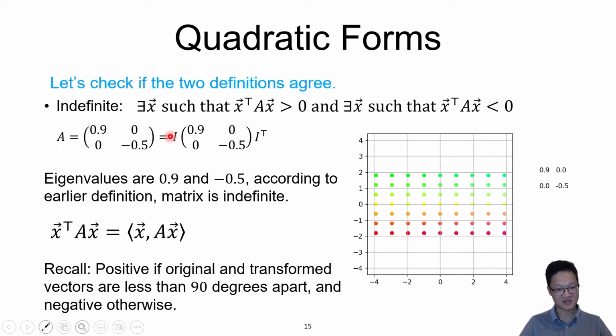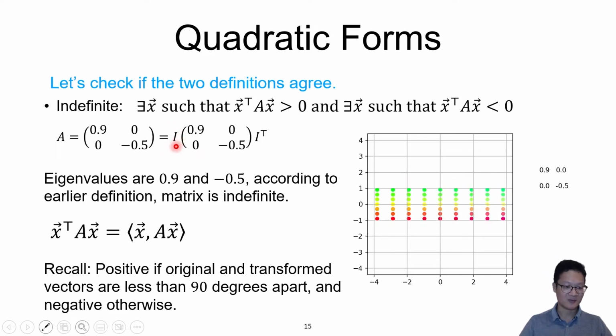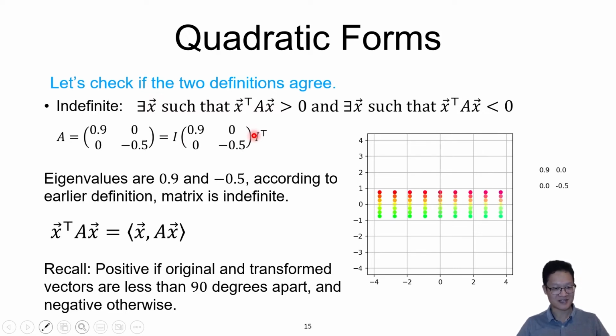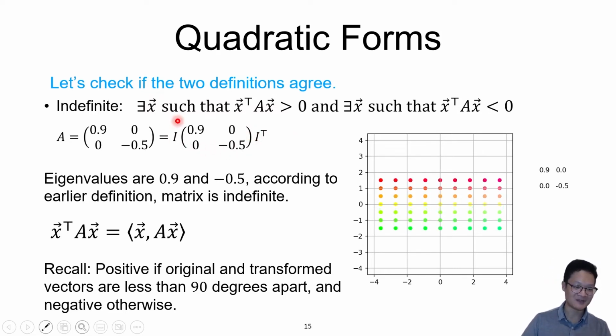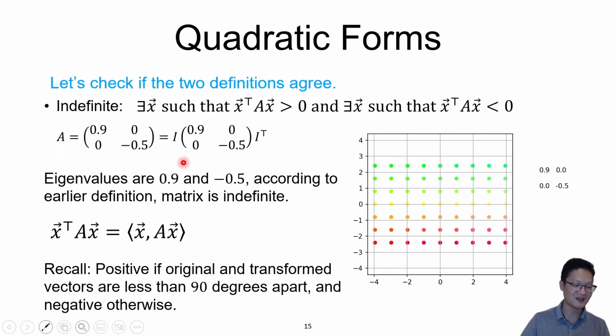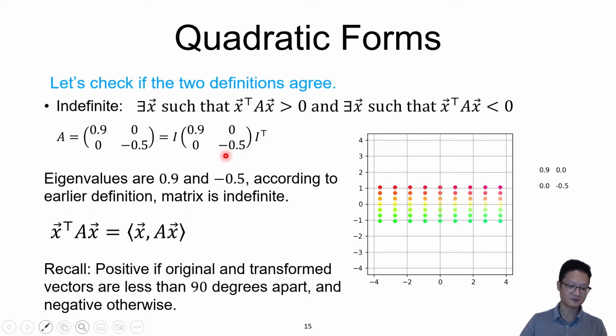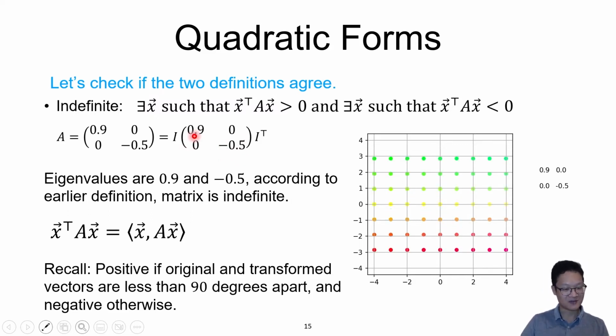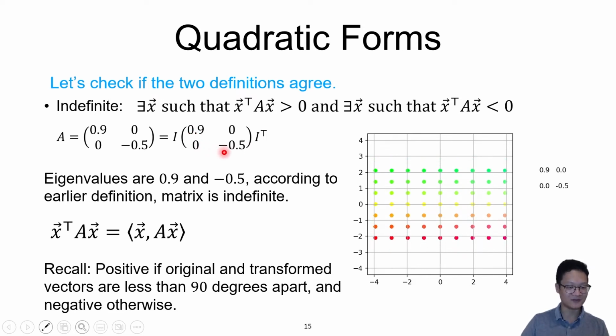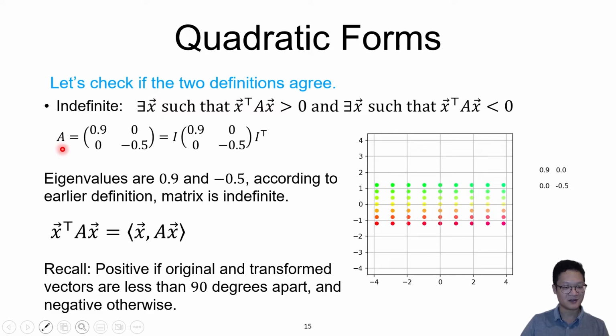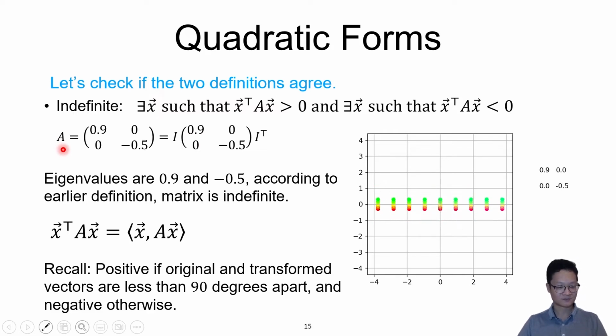So remember, with eigen decomposition, we needed an orthogonal matrix on the left and on the right, while the identity matrix is actually orthogonal. So basically, this expression is the eigen decomposition of A. So that means that we can directly read off the eigenvalues. They're going to be 0.9 and minus 0.5. Because one of the eigenvalues is positive and the other eigenvalue is negative, the A matrix here should be indefinite. So that was according to the earlier definition.